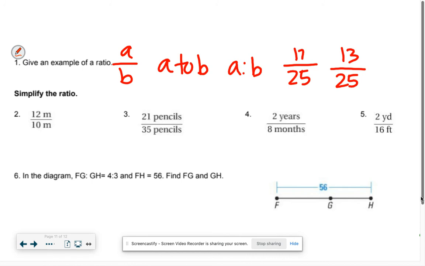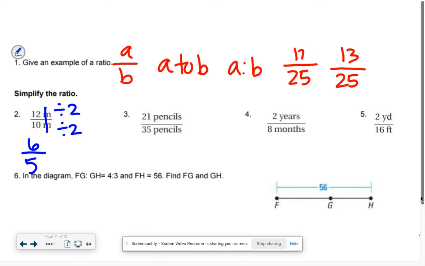Okay, let's practice simplifying. Remember, our units need to be the same. So we have 12 meters over 10 meters, so those meters go away. But what is 12 over 10 reduced to? 2 goes into both of them, yep. So 12 divided by 2 is 6. 10 divided by 2 is 5. We're done.